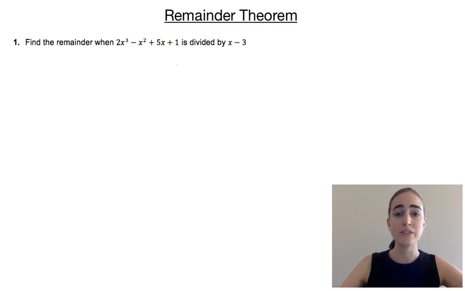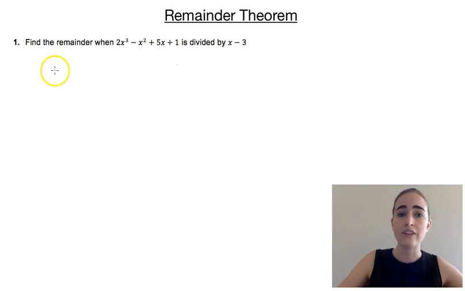Let's have a look at what that means with an example. So we're asked to find the remainder when 2x cubed minus x squared plus 5x plus 1 is divided by x minus 3. Now the long way to do this would be to go through and divide this whole polynomial by x minus 3 and actually see what the remainder is once you get to the end of that long division. But using the remainder theorem, we can do this really quickly.